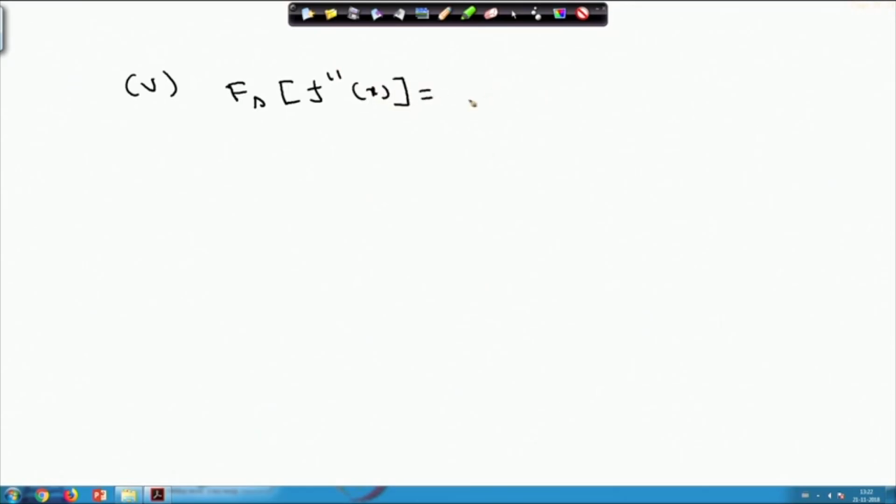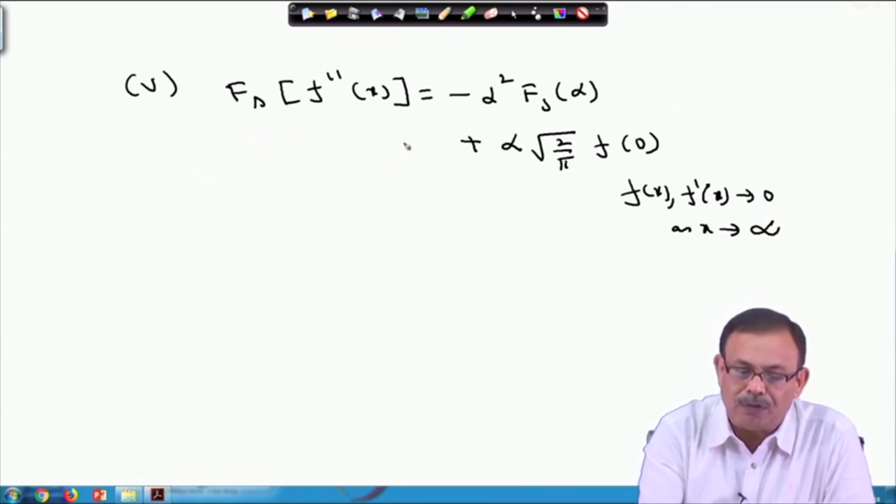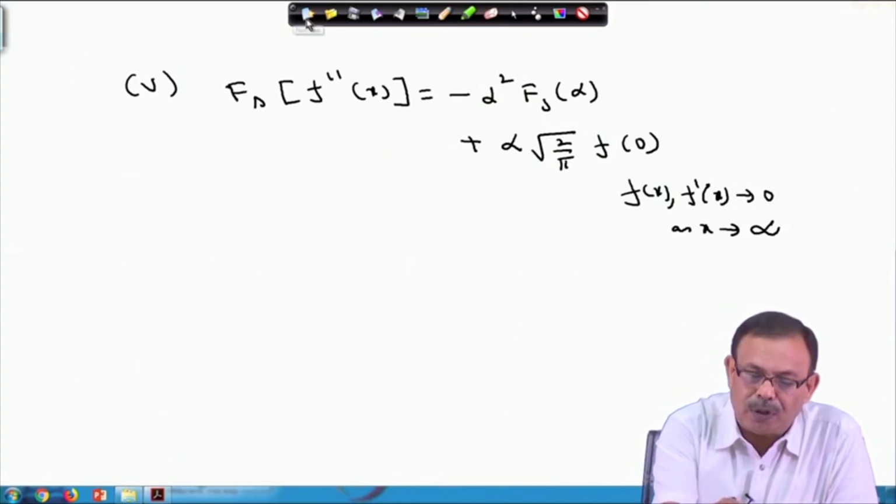This is equal to minus alpha square into the Fourier sine transform of f of alpha, plus alpha into root over 2 by pi into f 0. Here again, f x and f dash x both approach 0 as x approaches infinity. So, please note that number 5 we can prove, you can prove it on your own in the same fashion as we have proved the fourth one.